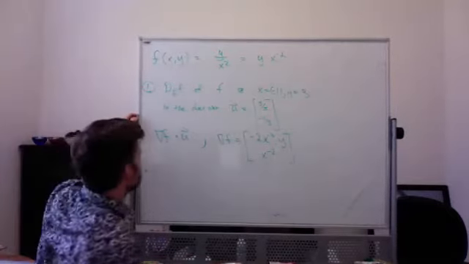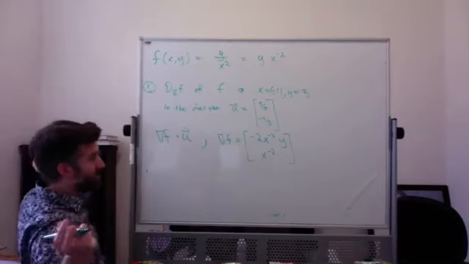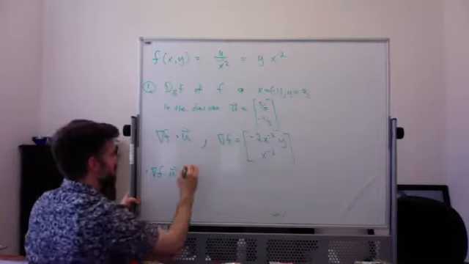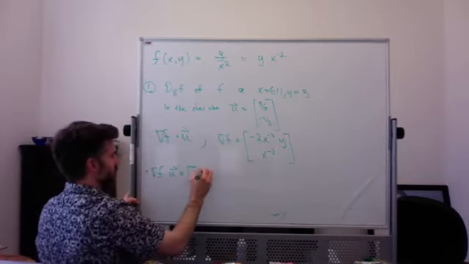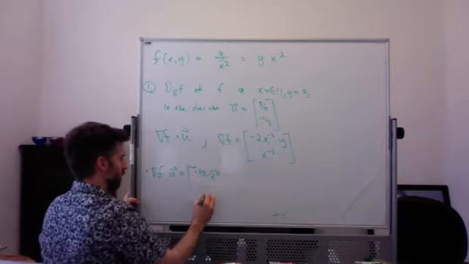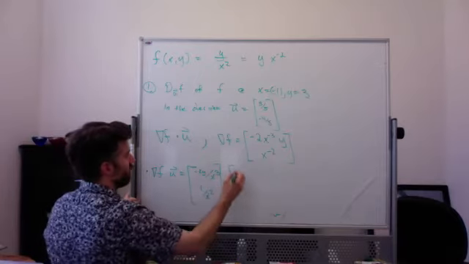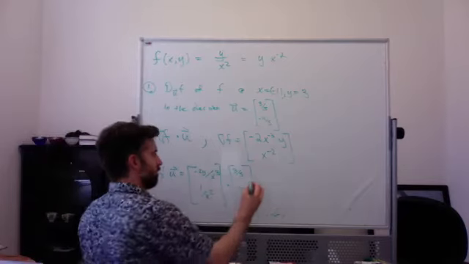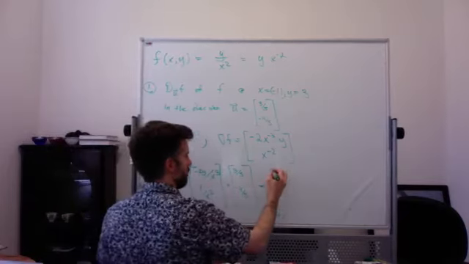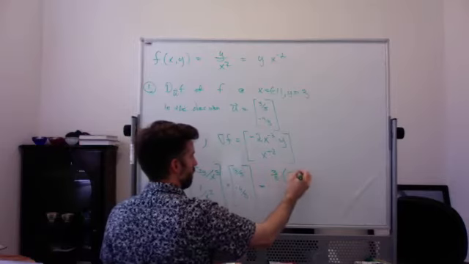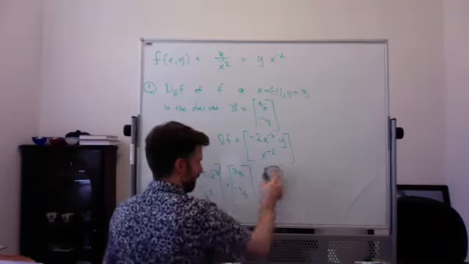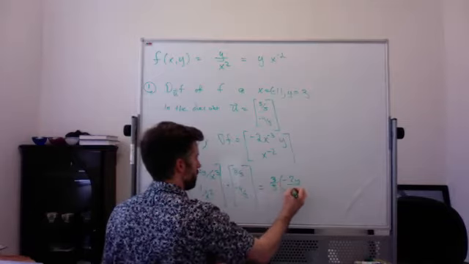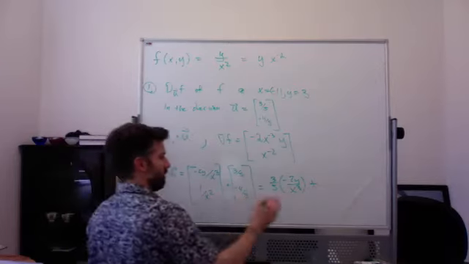So my directional derivative in the direction of u at any point is going to be this, which I would probably rewrite as negative 2y over x cubed, 1 over x squared, dotted with 3/5, negative 4/5. And again, when you dot two vectors, you just multiply their components and add together. So I'm going to get 3/5 times negative 2y over x cubed plus negative 4/5 times 1 over x squared.